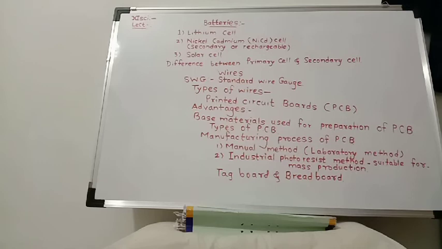So what are the steps for the manufacturing process, or for preparation of PCBs? First, prepare a sketch of the circuit on paper, or draw the circuit diagram on plain paper. Then draw its layout. As per the circuit diagram, we can draw the layout.